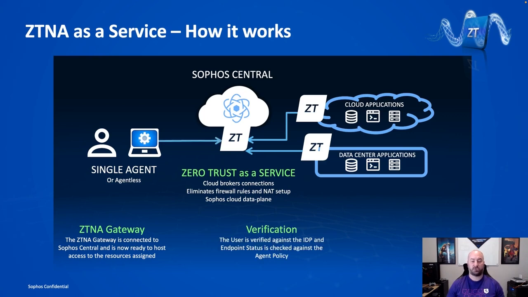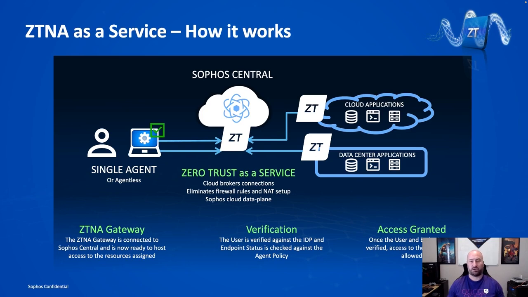The next step is going to be verifying the end user. We're going to verify against the identity provider for that end user. We're also going to verify the status of that device, making sure it's in a good green state before granting access in to that resource and allowing them access to the applications or shares that you have given them inside of the ZTNA gateway. With ZTNA as a service, all of this goes through a cloud broker in Sophos Central.